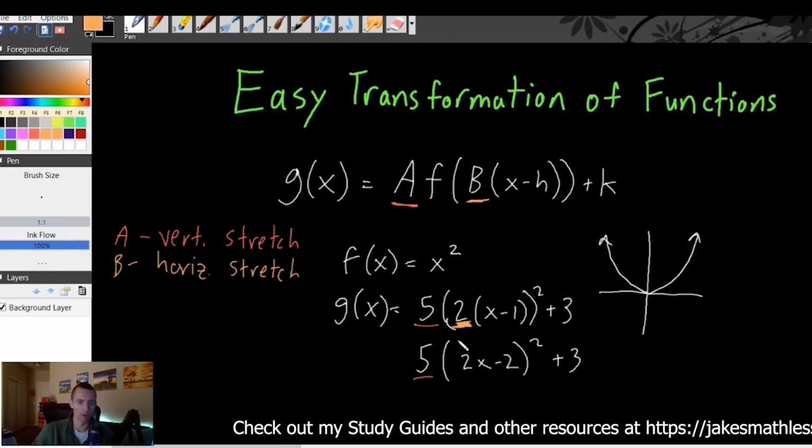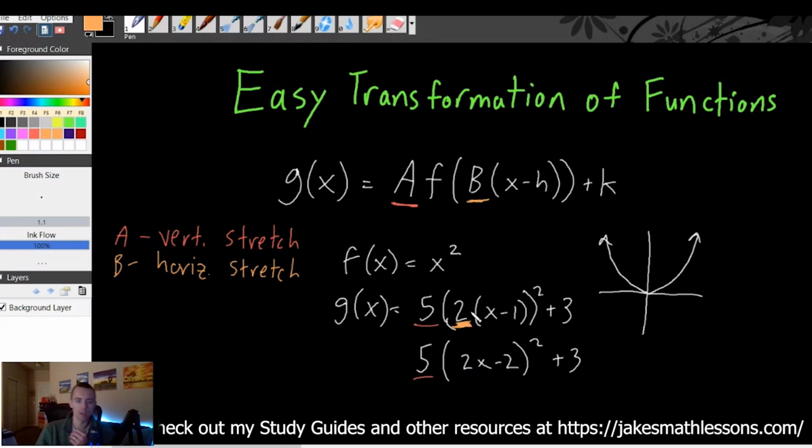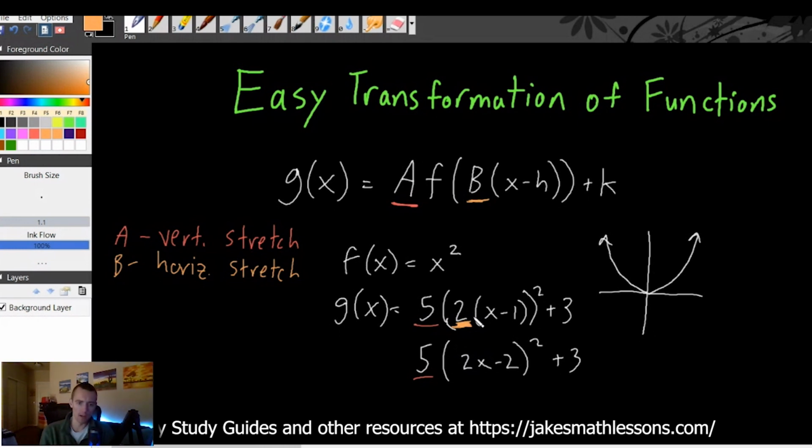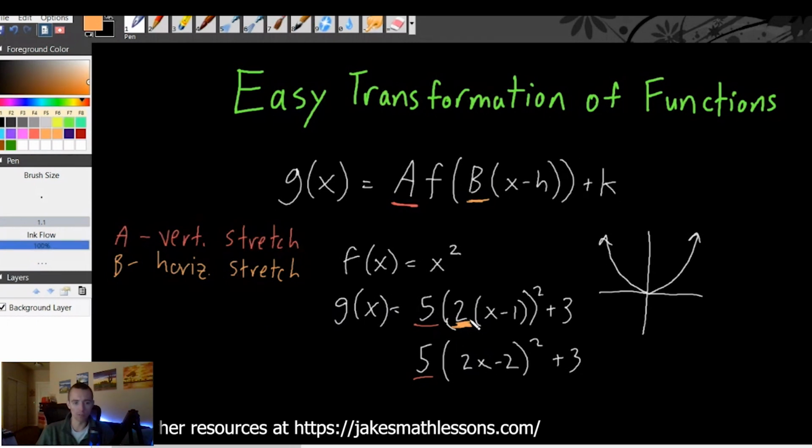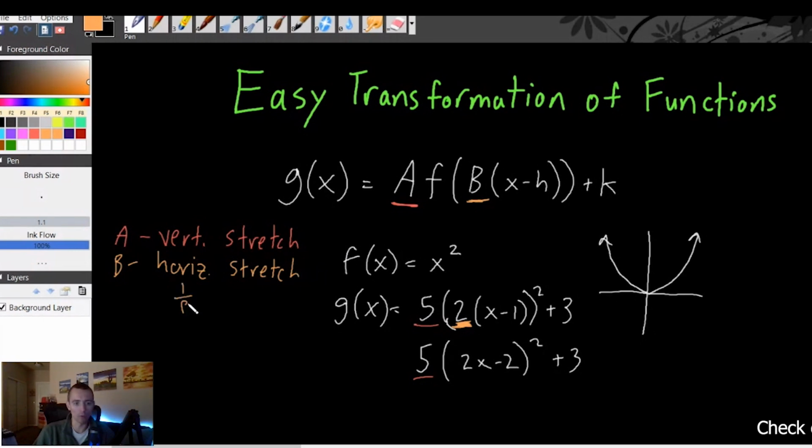This is the one you want to be looking at. So the important thing you want to keep in mind here with the horizontal stretching is that it's going to work opposite of what you expect. You're actually going to stretch by a factor of 1 over b instead of, like with our vertical stretching, where we stretched by a factor of a. But with b, we're actually going to stretch by a factor of 1 over b.